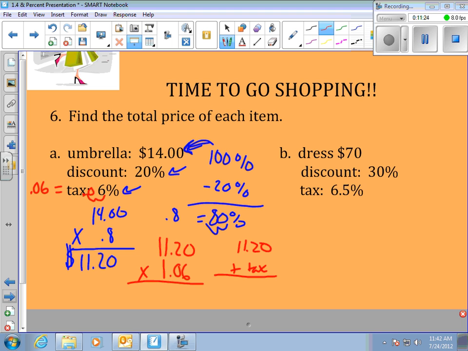So if I multiply these two, I get 11.872. Well, we got to round to the nearest cent. This is 80 cents. This is 7 cents. It's 87 cents. You can round to the second decimal place always when working with money. And we see the 2 back here, so we round down. It just becomes $11.87.